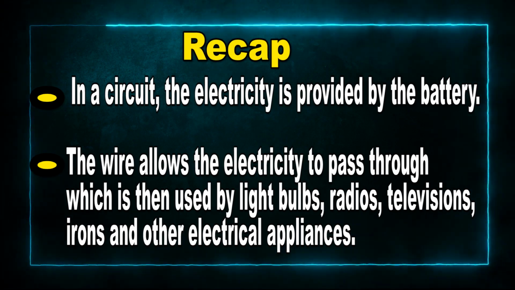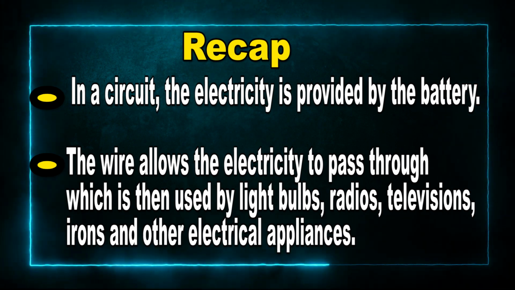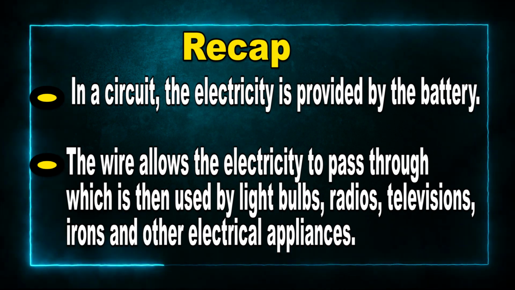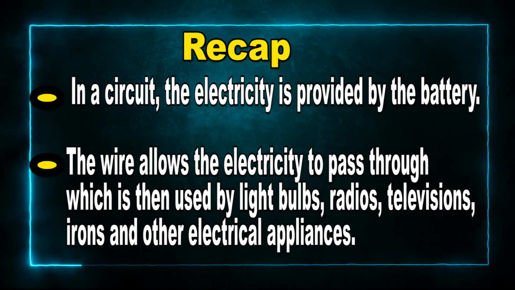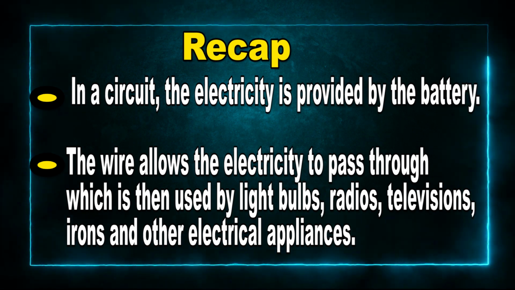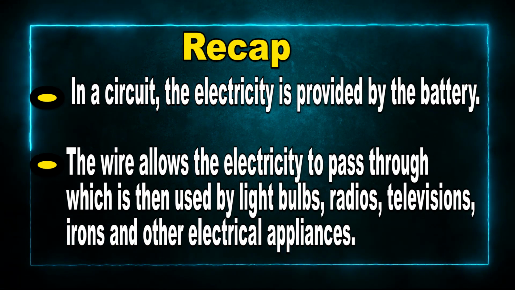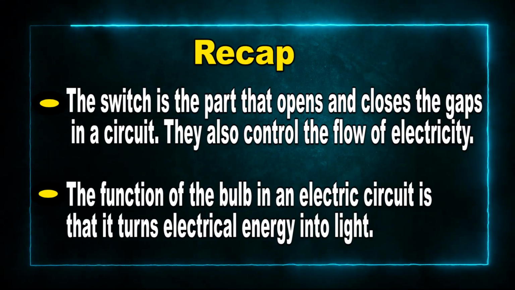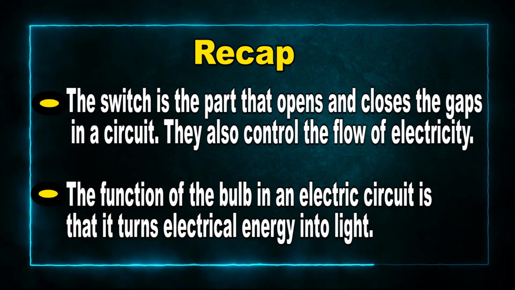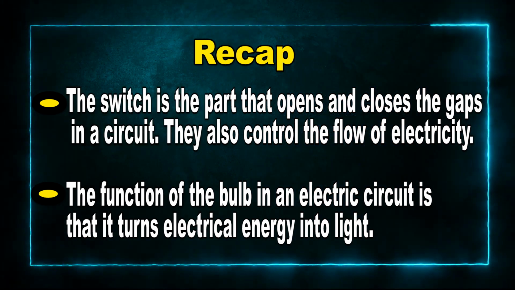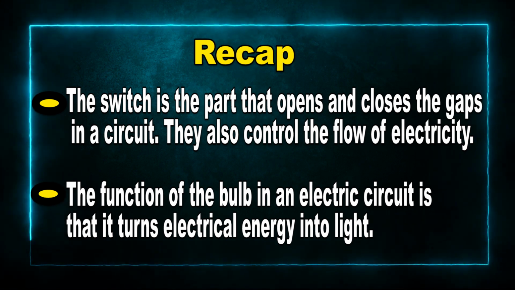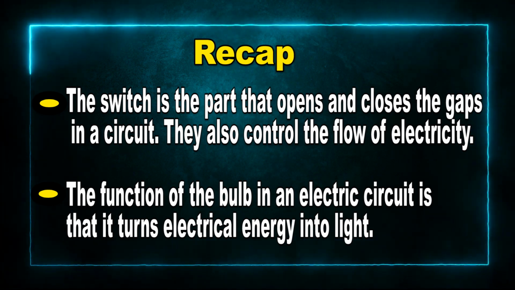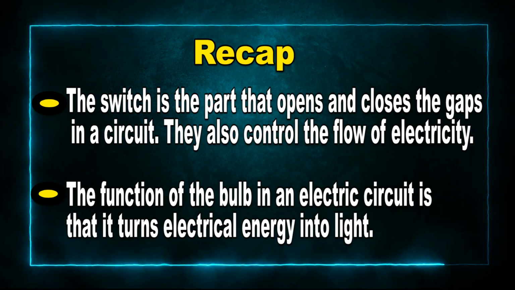We discussed that in a circuit, the electricity is provided by the battery. The wire allows the electricity to pass through, which is then used by lighted bulbs, radios, televisions, irons, and other electrical appliances. The switch is the part that opens and closes the gap in a circuit. It also controls the flow of electricity. The function of the bulb in an electrical circuit is that it turns the electrical energy into light.